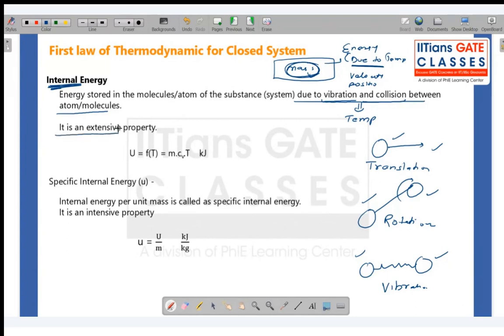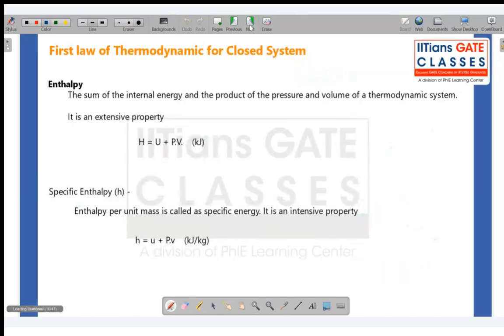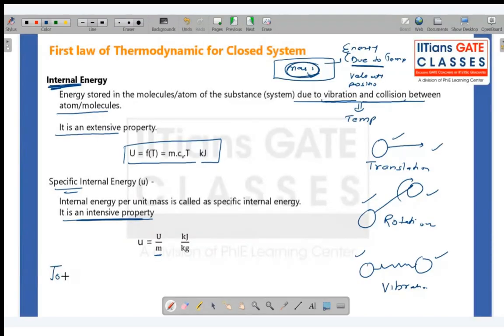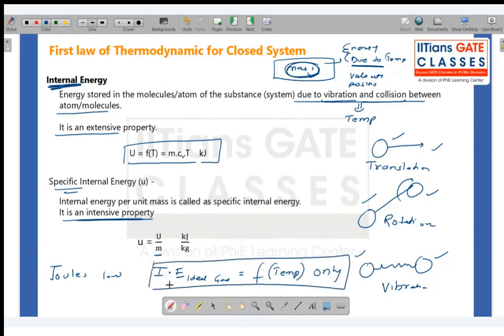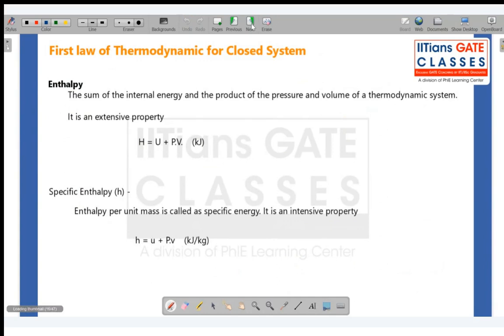Internal energy is an extensive property. I have already explained this. Specific internal energy is internal energy divided by mass, so it's an intensive property. All these things we have discussed in the first class. I'm just repeating it so that you get some revision as well. And I have explained that there is Joule's law, which tells you that internal energy for an ideal gas is a function of temperature only. This can be an objective question as well.